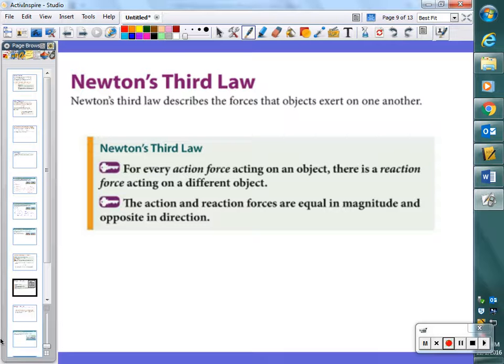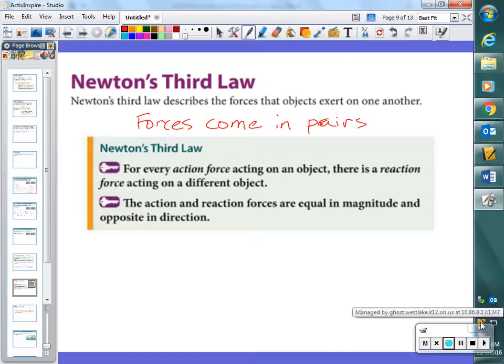The end result of this, Newton's first law is inertia. Newton's second law is acceleration. Newton's third law, forces come in pairs. There is no such thing as a single force. Forces always have a pair.